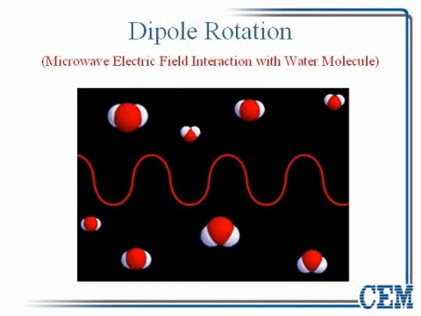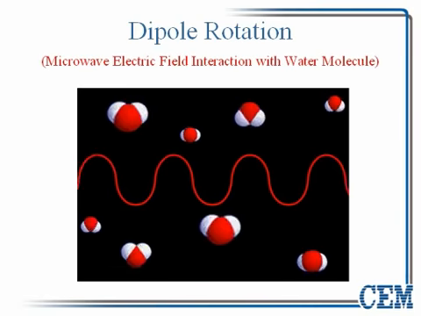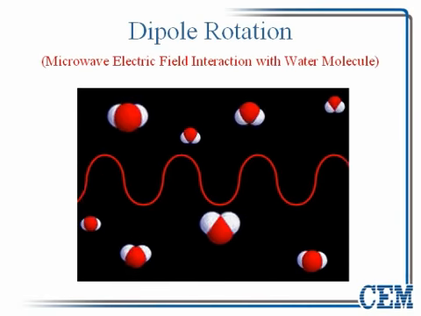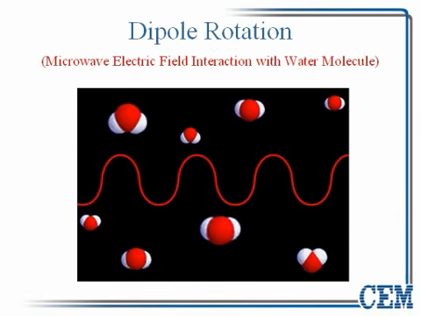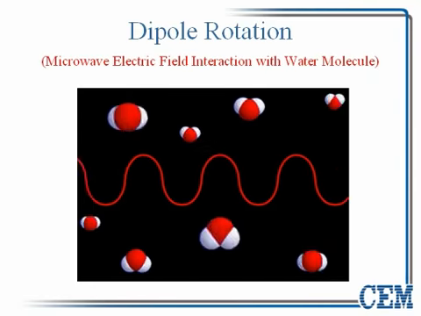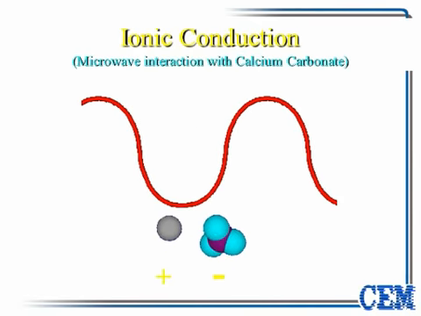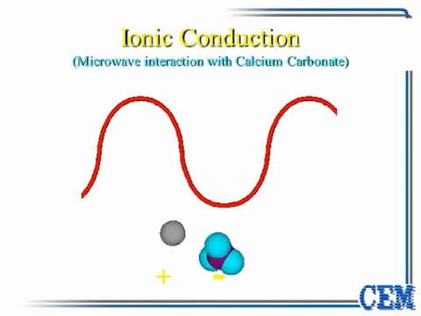Shown here is the mechanism of dipole rotation as it applies to water molecules. You will notice that the water molecules attempt to align themselves with the oscillating electric field, which causes movements of these molecules, which results in heat. Here you can see ion movement associated with the alternating electric field that also results in the generation of heat.